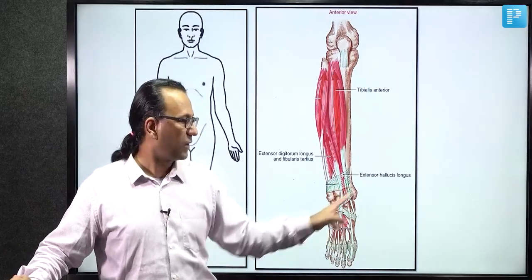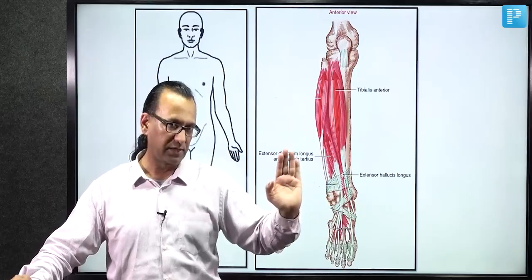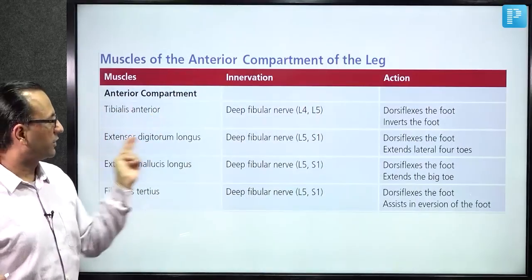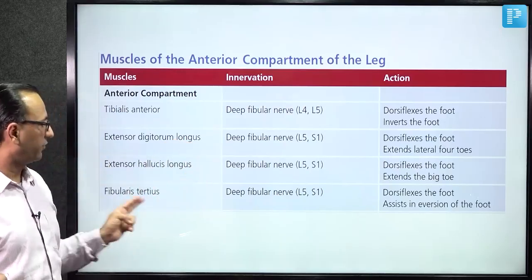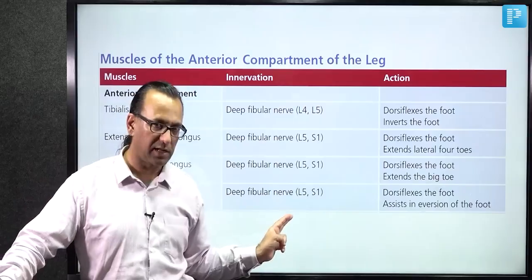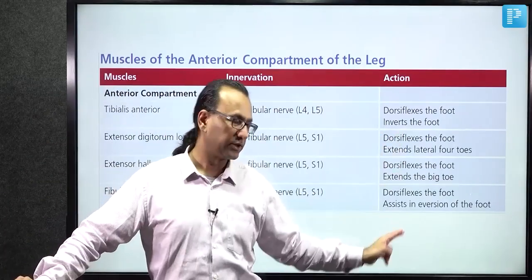The inferior one is Y-shaped to keep these tendons close to the bone so that you have good movements of extension. And the muscles, as we said, are tibialis anterior, and then extensor digitorum longus, extensor hallucis longus, and the fibular or the peroneus tertius. All of them are supplied by the deep peroneal nerve, which is also called the anterior tibial nerve. They are the nerve of dorsiflexion or extension.